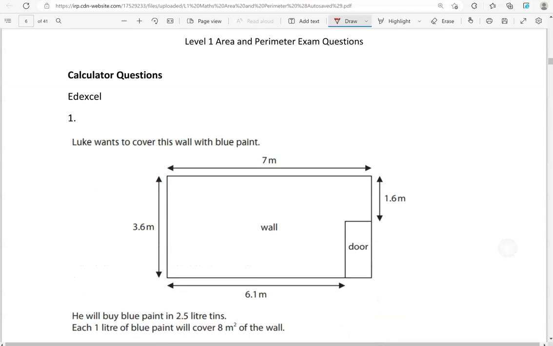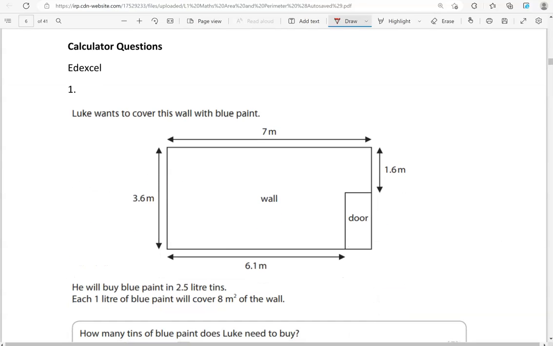Now we're moving to the calculator questions. Luke wants to cover this wall with blue paint. He will buy blue paint in 2.5 litre tins. Each 1 litre of blue paint will cover 8 square meters of the wall. How many tins of blue paint does Luke need to buy?